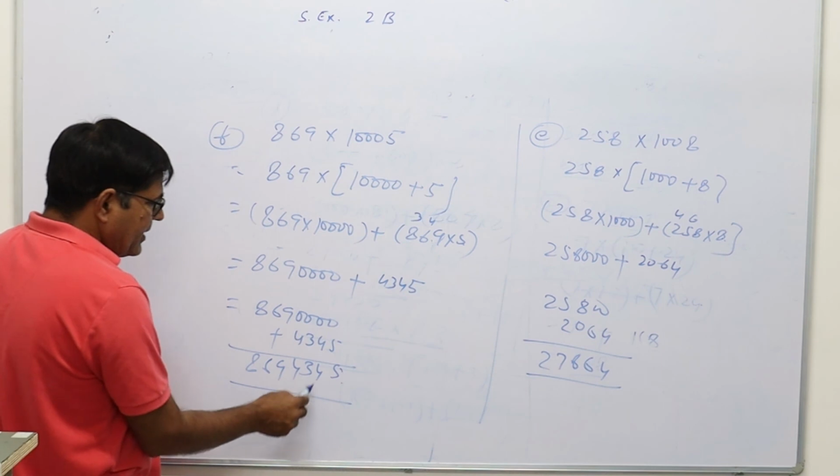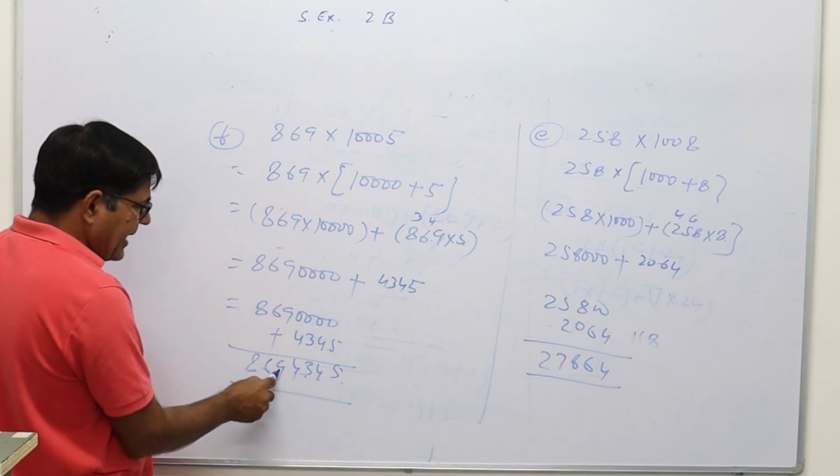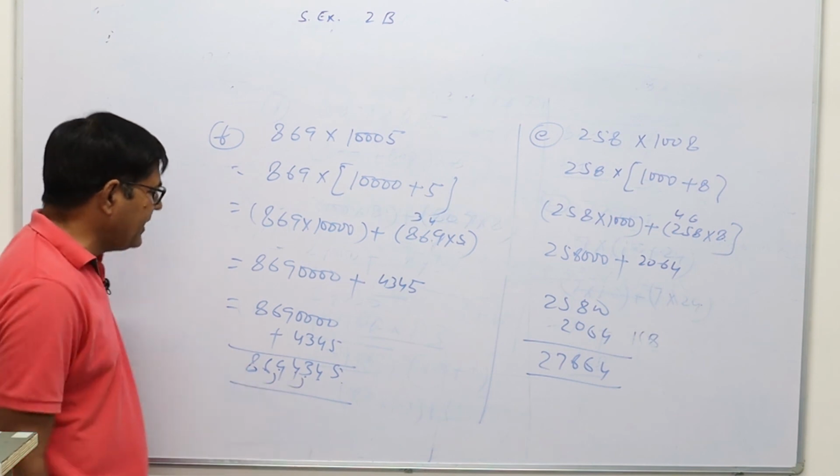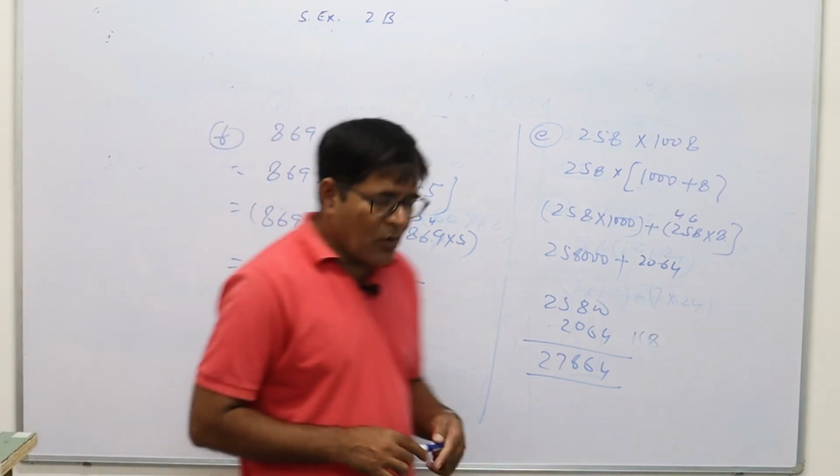So result will be 8694345. So unit, tens, hundred, thousand, 10,000, lakh, 10 lakh. So 86 lakh 94,345.